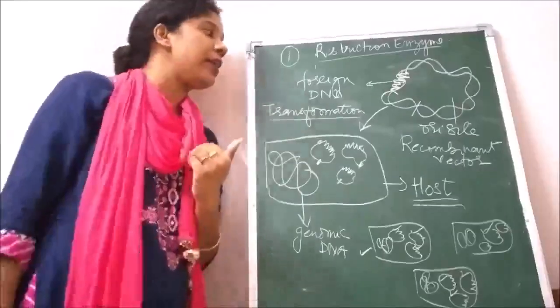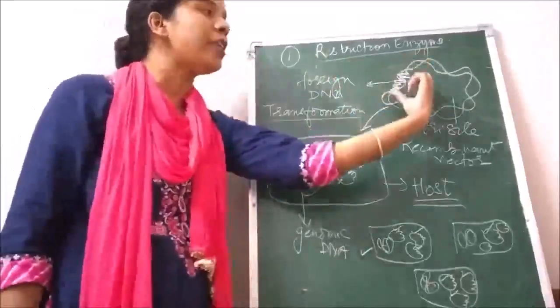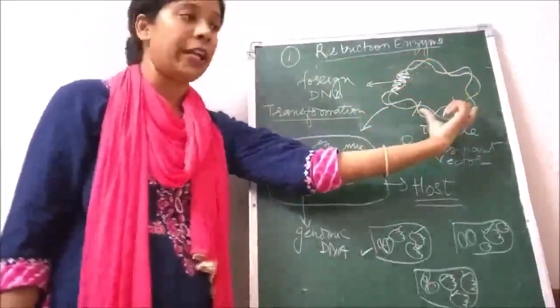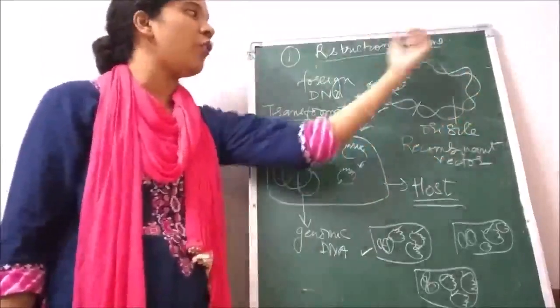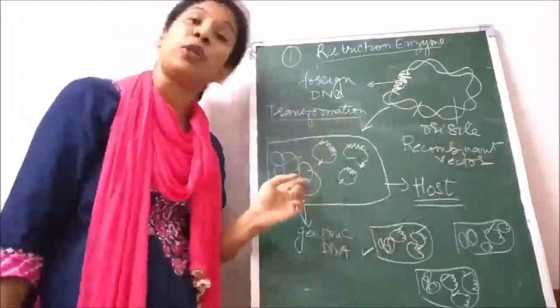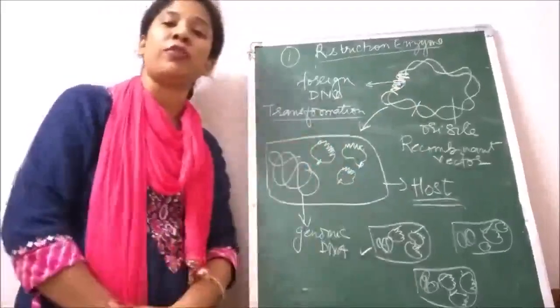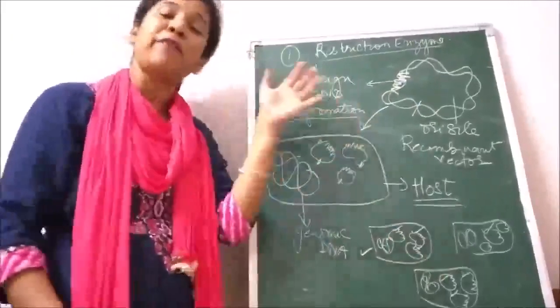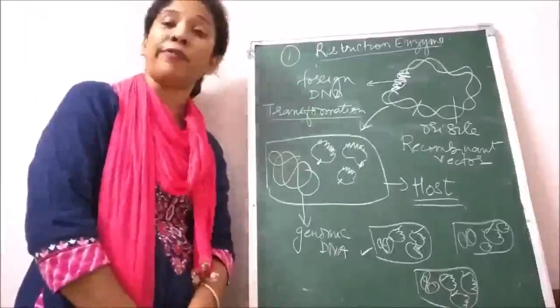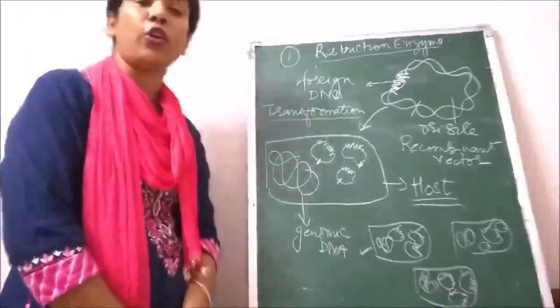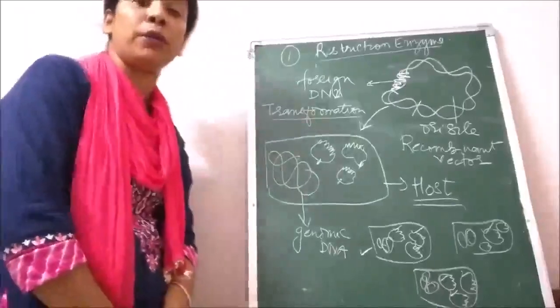So what we have done is that we have inserted the human insulin gene into the vector DNA, and this vector DNA along with the insulin gene is introduced into the bacterial cells. Now these bacterial cells, when they multiply into millions of daughter cells in big fermenters, produce a large amount of insulin. So that is how biotechnology is used for the benefit of mankind.